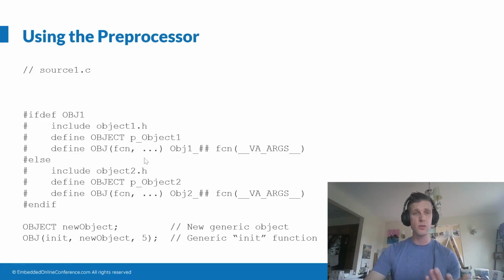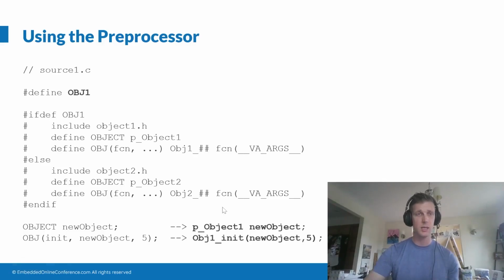And then I'm going to use the variadic macro. So these little ellipses here say, hey, whatever comes after this in this pseudo function list, those become the arguments to this function here. If object1 symbol is not defined, then it's object2 that replaces all these generic things.